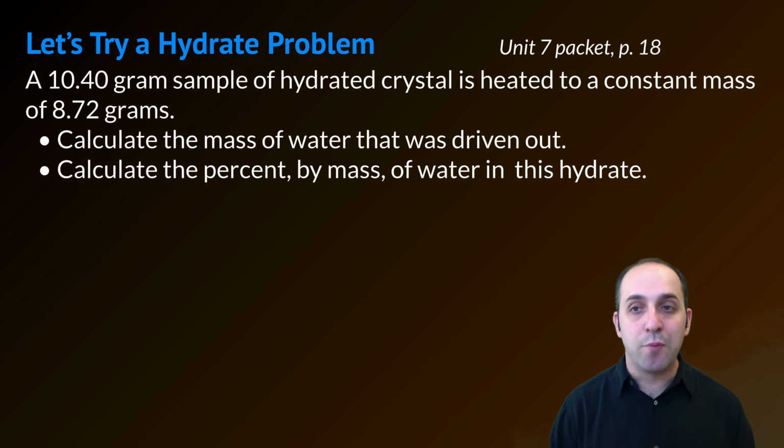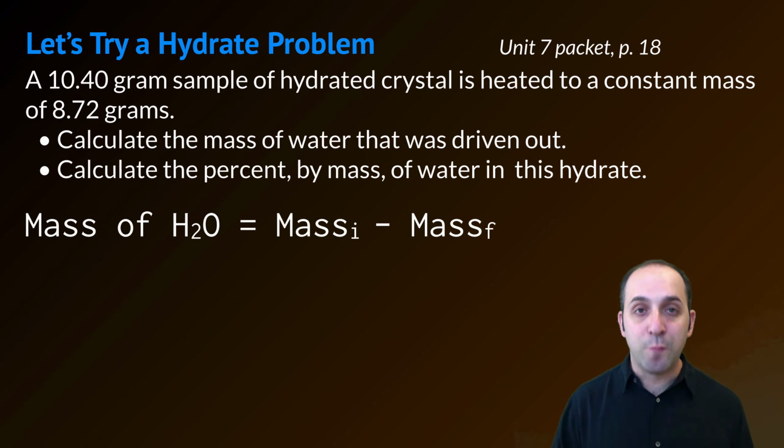Let's look at a hydrate problem. This is on page 18 of your Unit 7 packet. A 10.40 gram sample of hydrated crystal is heated to a constant mass of 8.72 grams. Calculate the mass of the water that was driven out, and then calculate the percent by mass of water in the hydrate. Pause the video and try this on your own, and then when you're ready, we can go through it together and look at the solution.